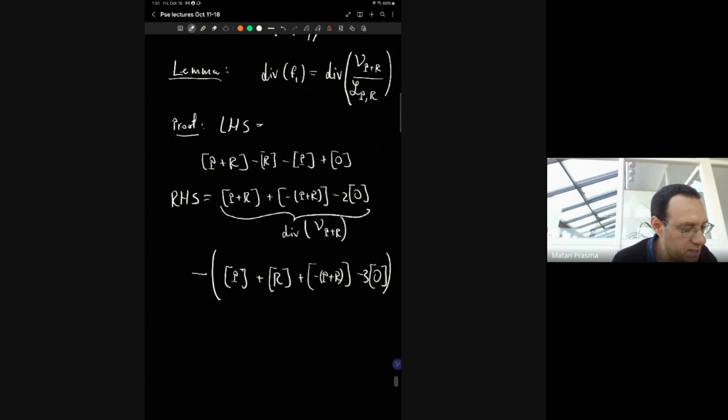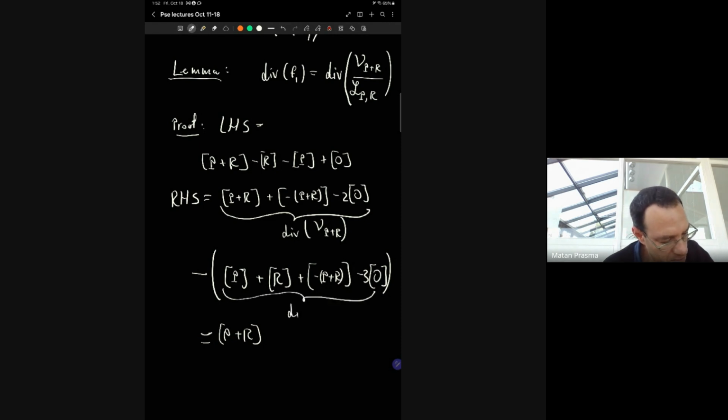And now I just do the calculation. It's exactly (P plus R), these two. This is the divisor of L_PR.